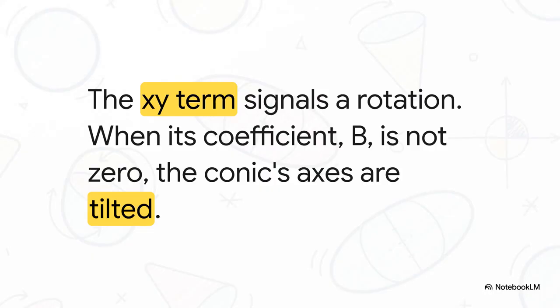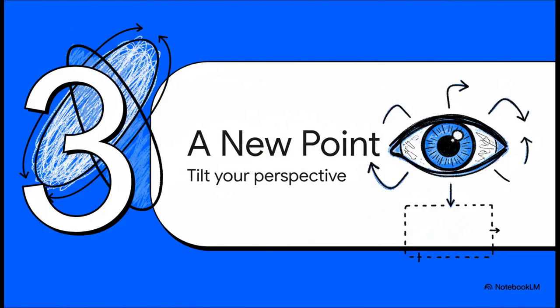And here's the big reveal, the key to this whole thing. If that b coefficient is anything other than 0, that xy term shows up. And its presence is basically a giant flashing neon sign that says rotated. It means our shape isn't sitting straight anymore, its axes are tilted. So, how in the world do we deal with that? I mean, we could try to wrestle with the algebra to twist the shape back to normal, but that sounds like a nightmare. But what if there's a smarter way?